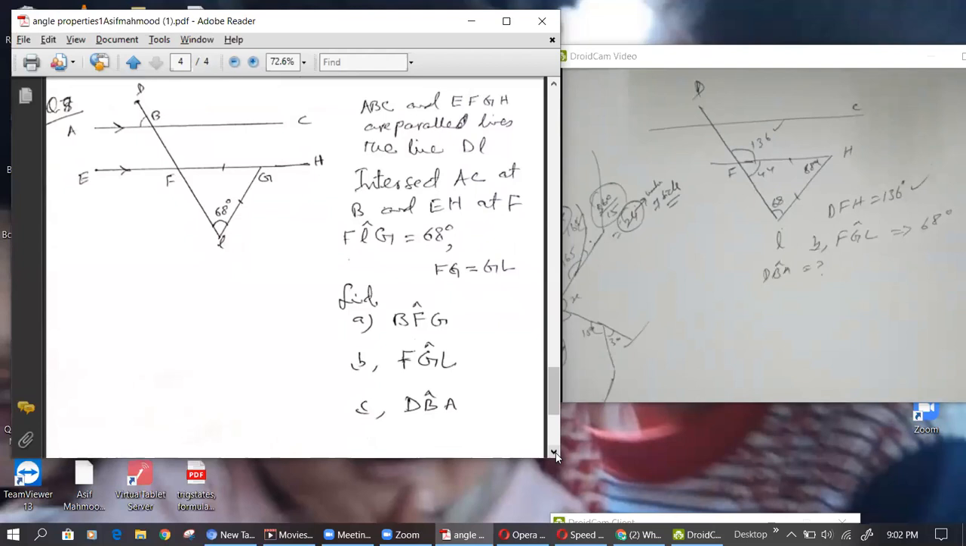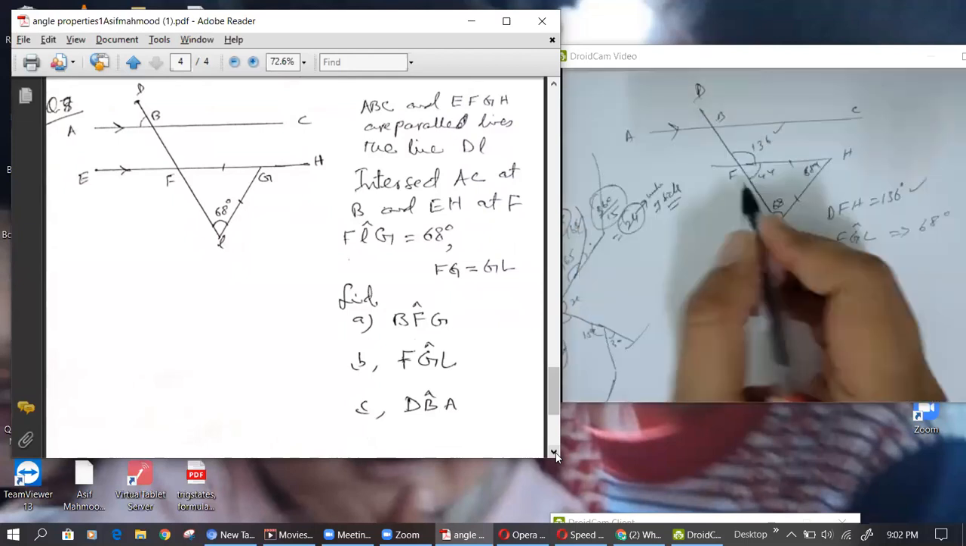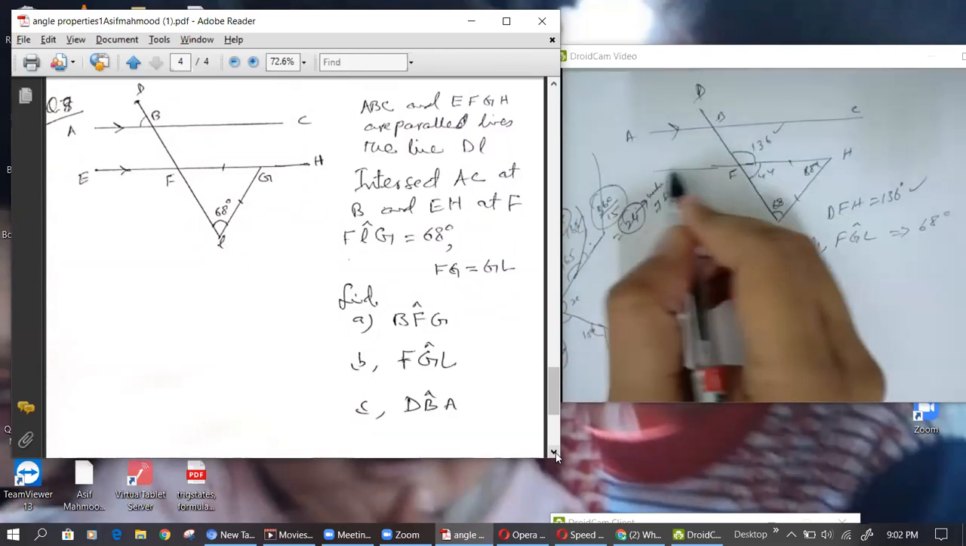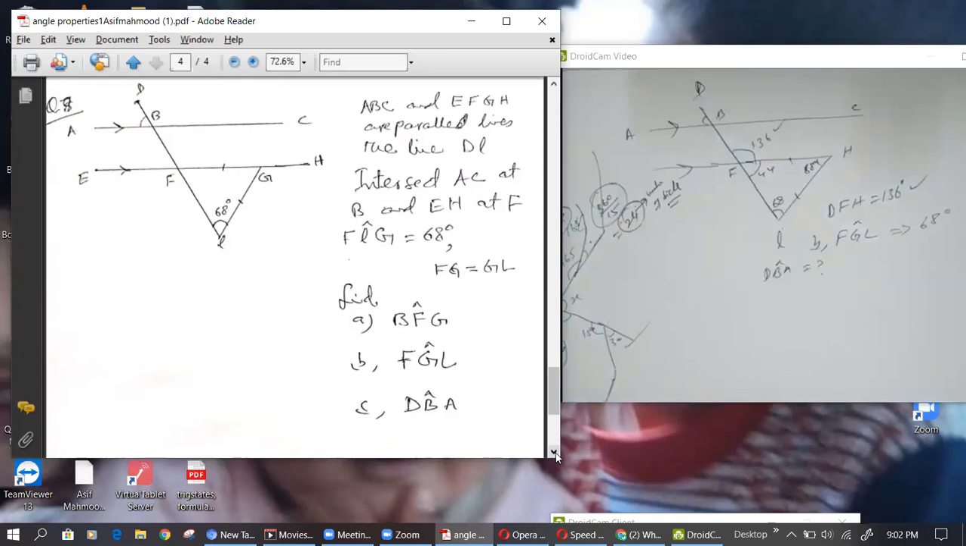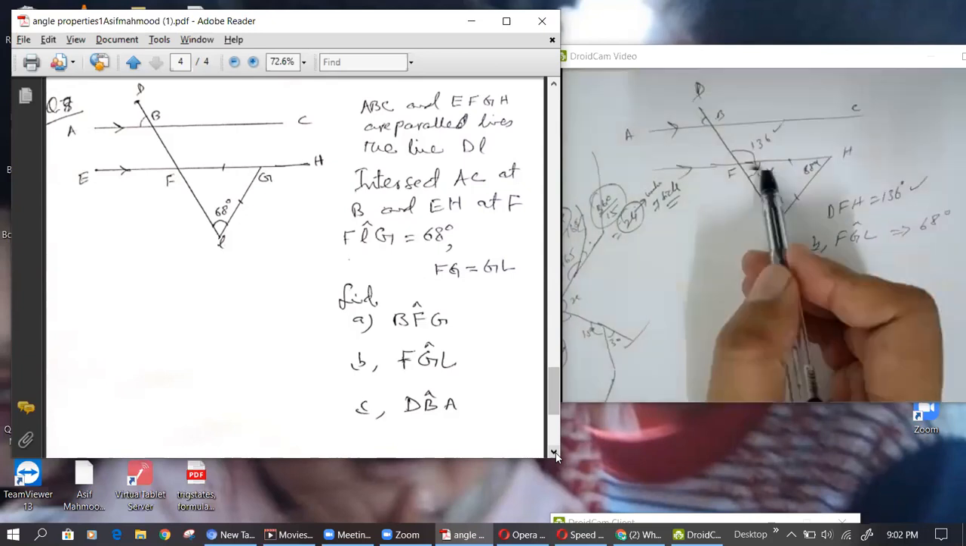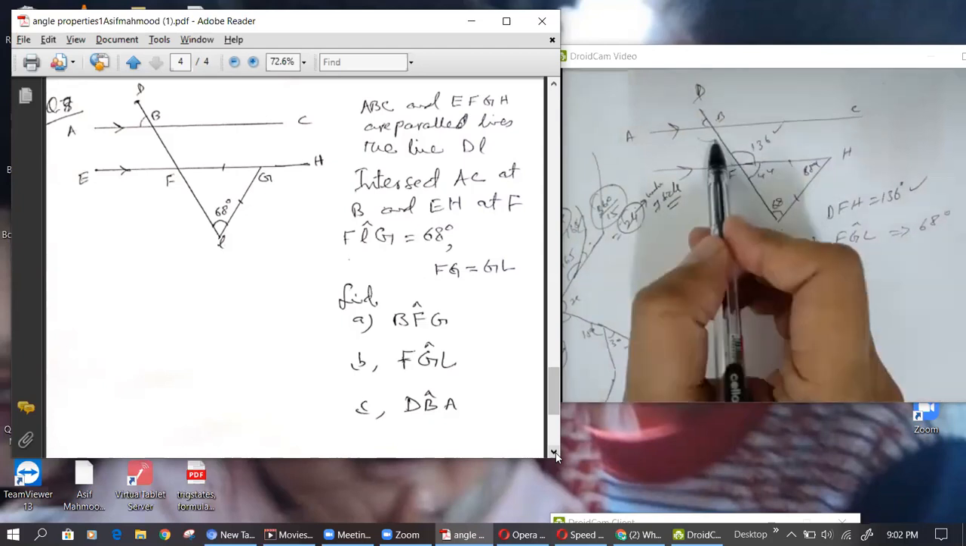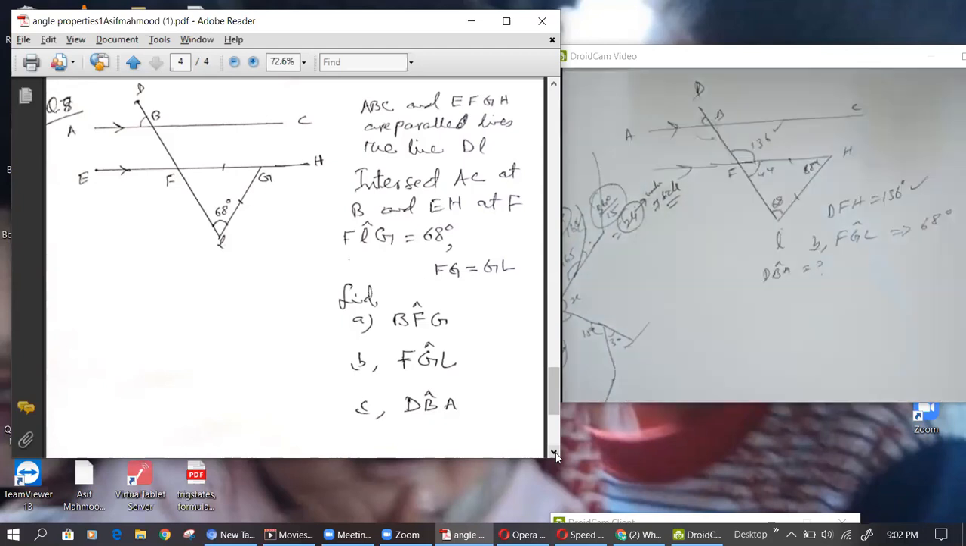I'm asking DBA. This angle. What is this angle? In the beginning I told you about the DBA problem. So DBA is also 136? How come 136? Alternate angle is not like this. Alternate angle is this. 136 will go over here.